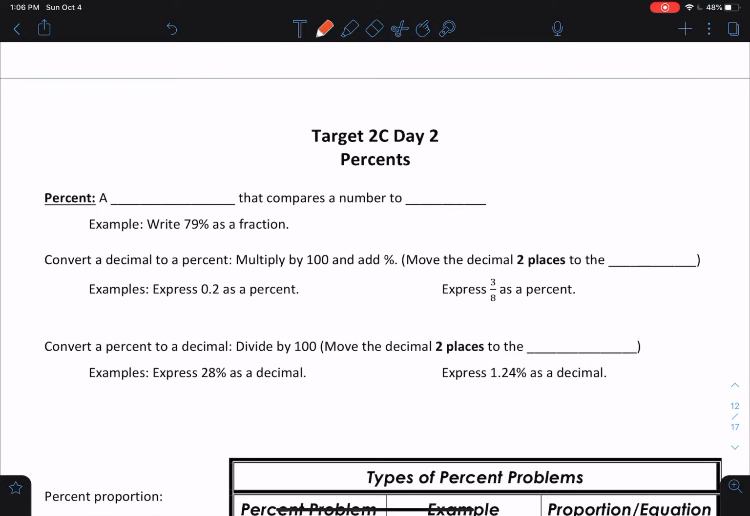Hey everyone, so in this video we're going to be talking about percents. In the last video we talked about ratios and proportions. Next is percents, because a percent is a ratio that compares a number to 100. So 79%, if I wanted to write that as a fraction, it would be 79 out of 100.